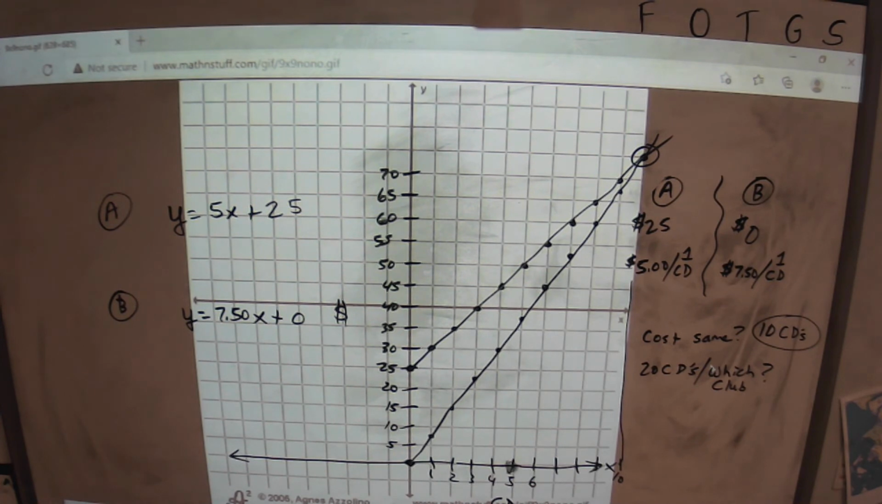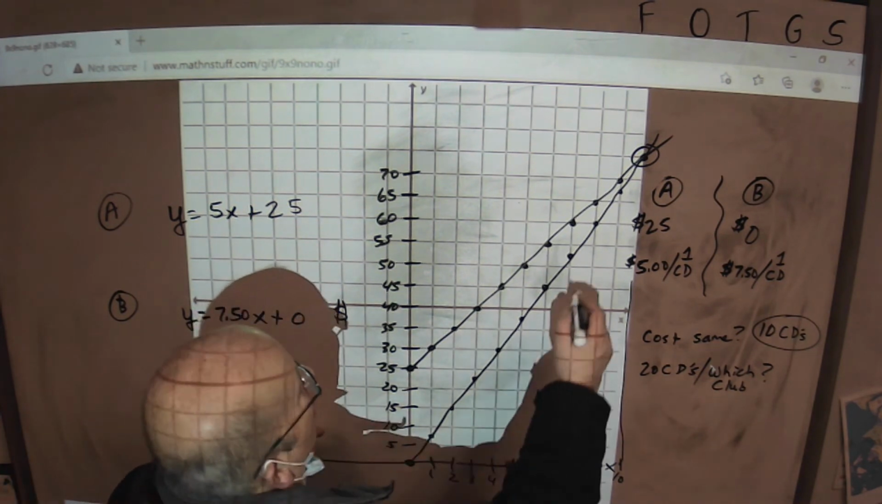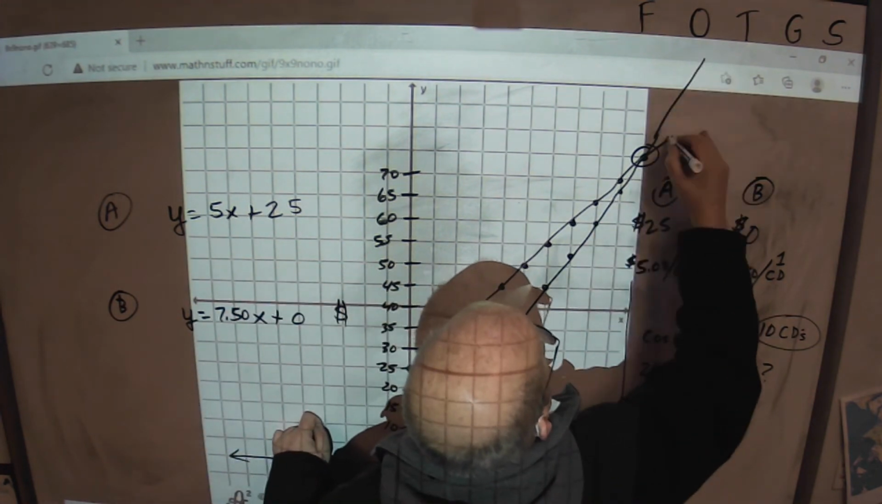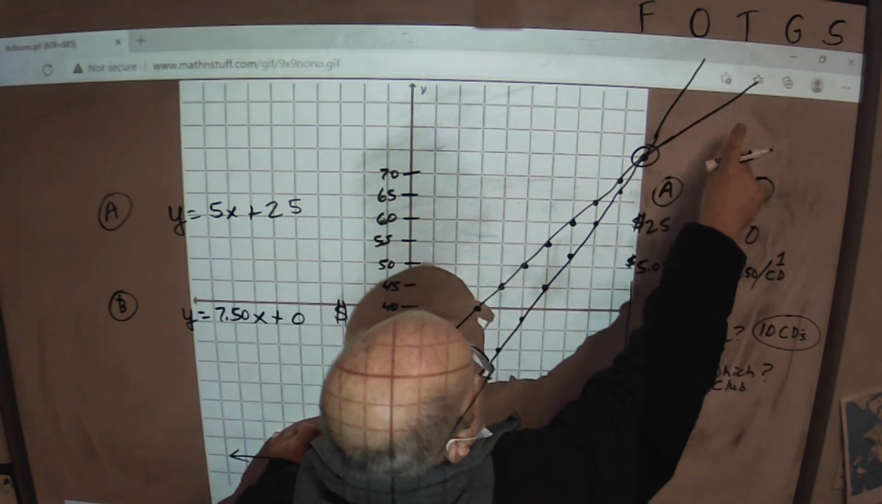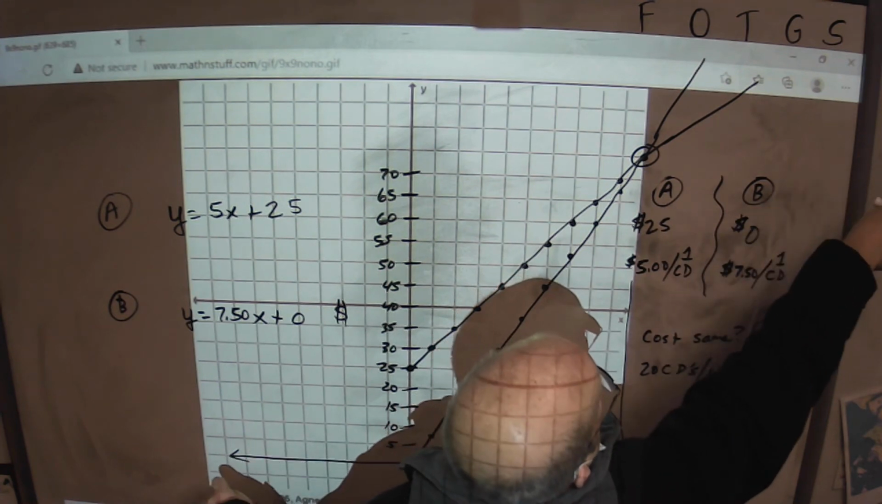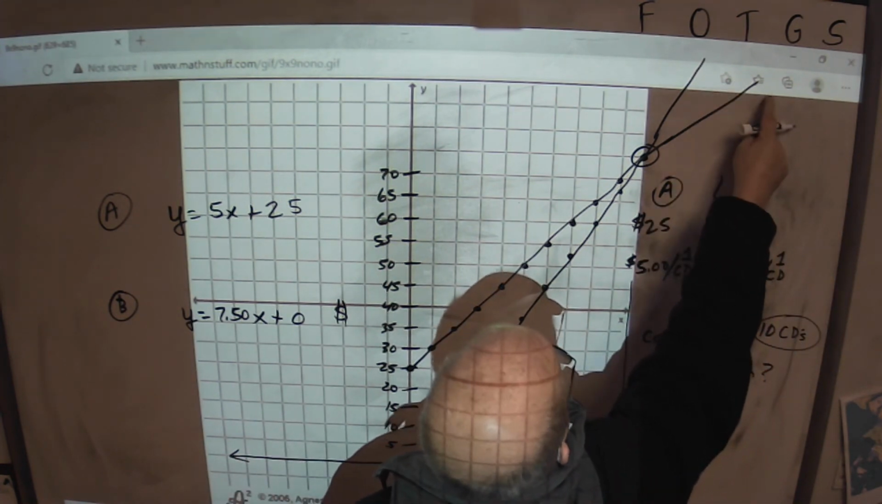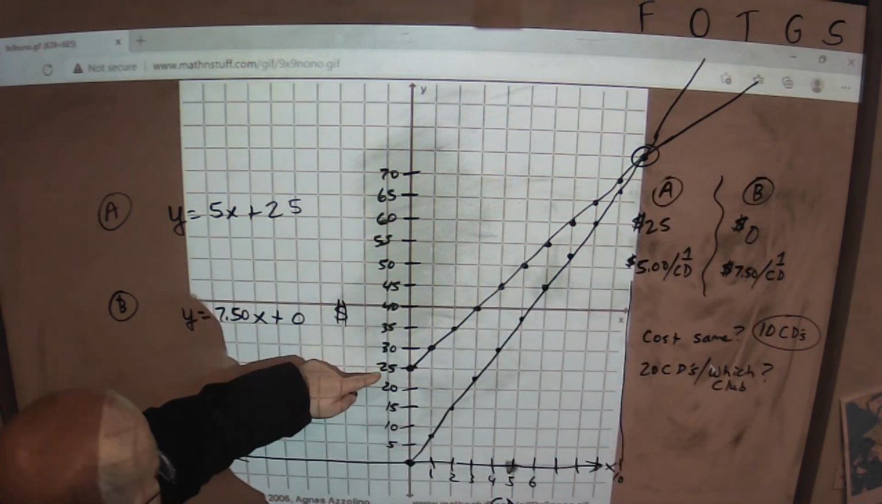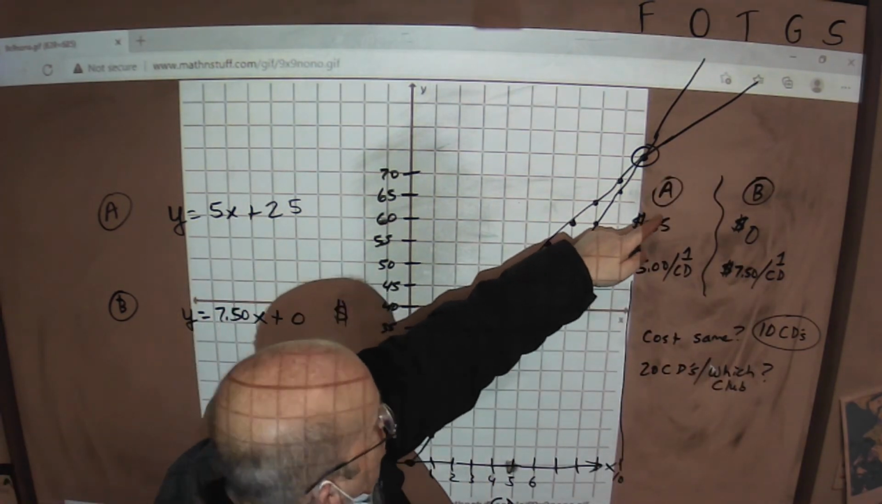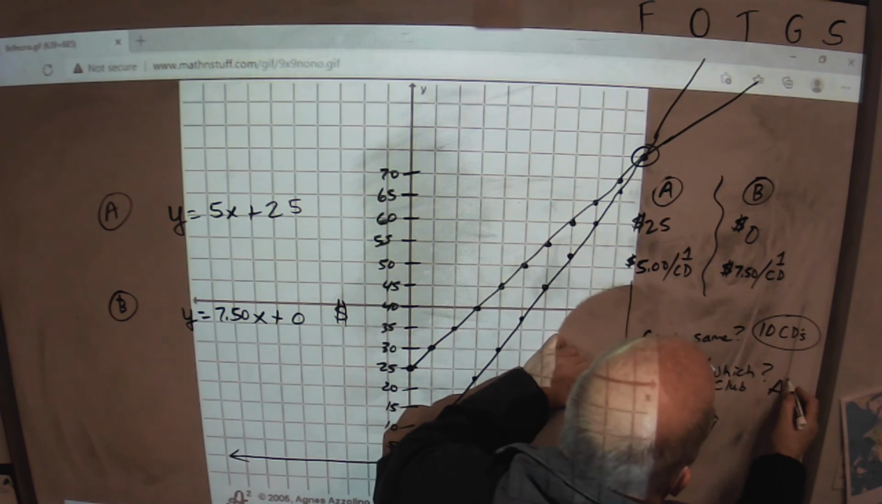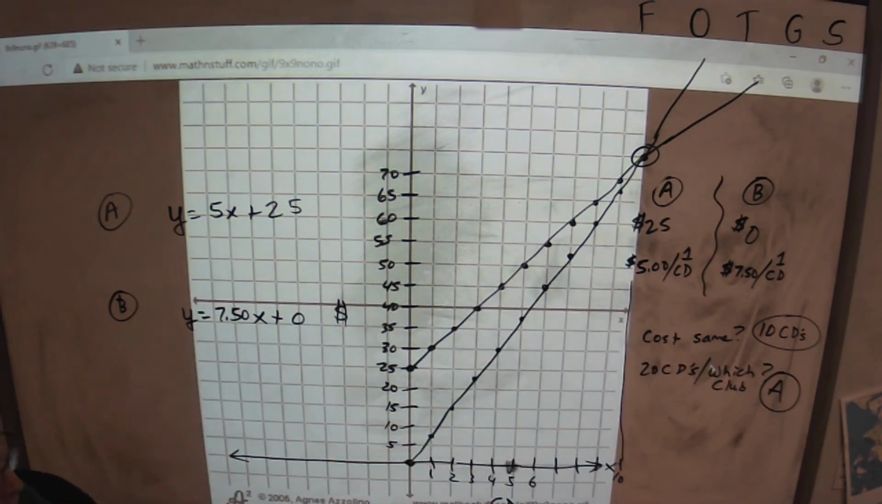If I buy 20 CDs, which one's cheaper? Well, do you notice how this line's going to go this way and this line's going to go this way? So if we're way out here buying 20 CDs, this is going to be the cheaper cost compared to this one. And that's the one that starts at 25. So A is going to be the cheaper one at $25.